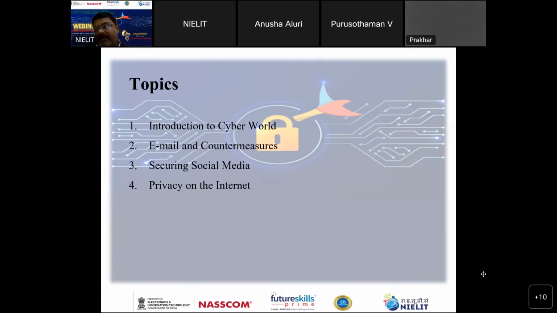Because in today's scenario, cybersecurity is essential for each and every person, those who are using mobiles, those who are using computers, and even those using internet on TVs and everywhere. So each and every place requires internet and our cyber world. Okay, so first we will introduce the cyber world.